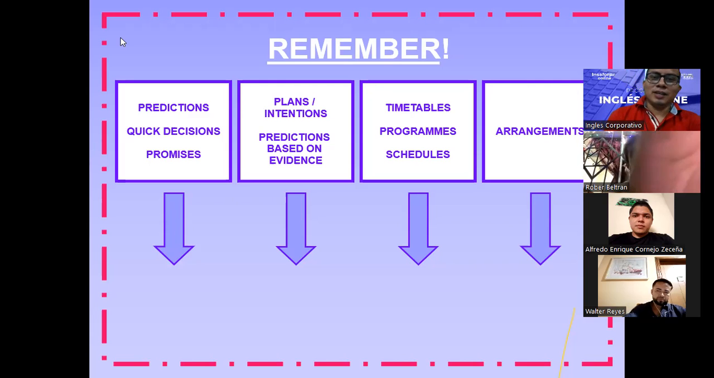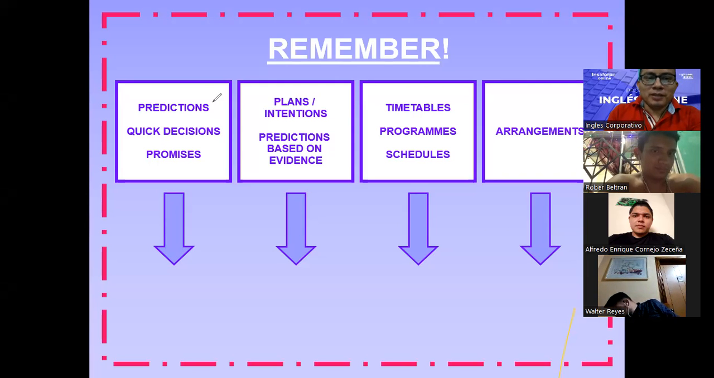Okay, so let's see. First one, for predictions, we can use both will and going to, but for predictions with no evidence, we rather use will. Quick decisions are just will. Promises are just will. So I'll help you, or I'll give you a hand tomorrow, but then it might not be true. I'll call you back when I get home, but then if you forget, you know, so it's a promise. So promises and quick decisions are made with will. Predictions use will when there is no evidence, or maybe if you have words that express uncertainty, like I think or I guess, then you want to use will.